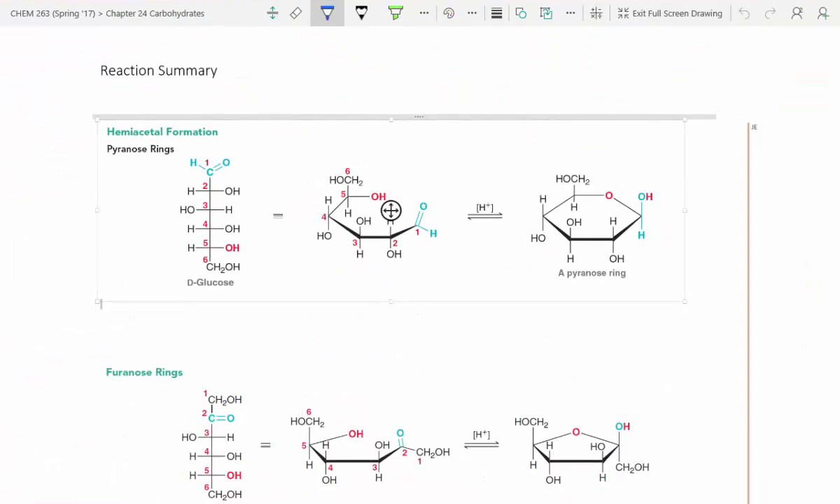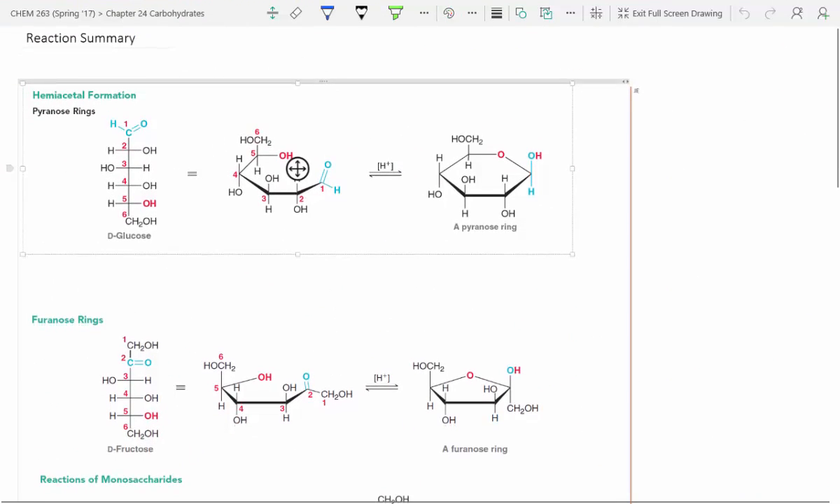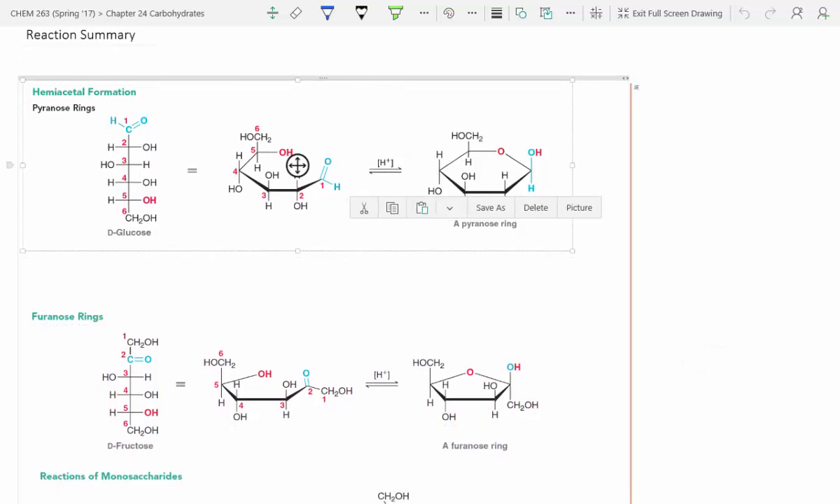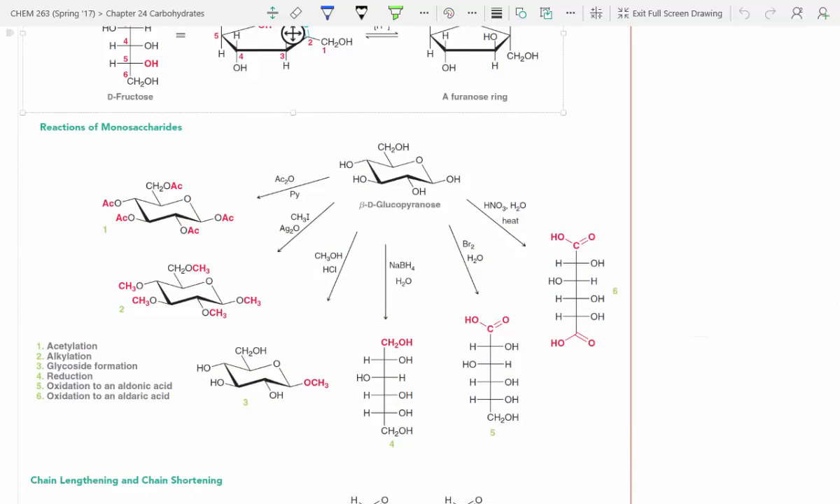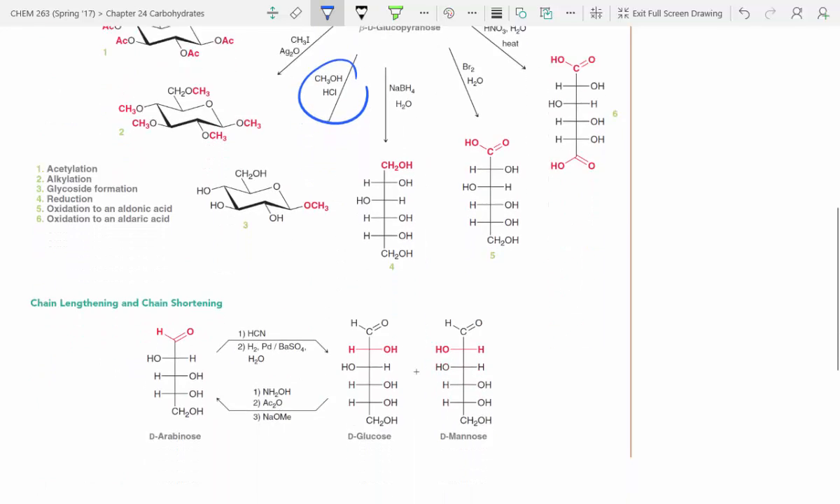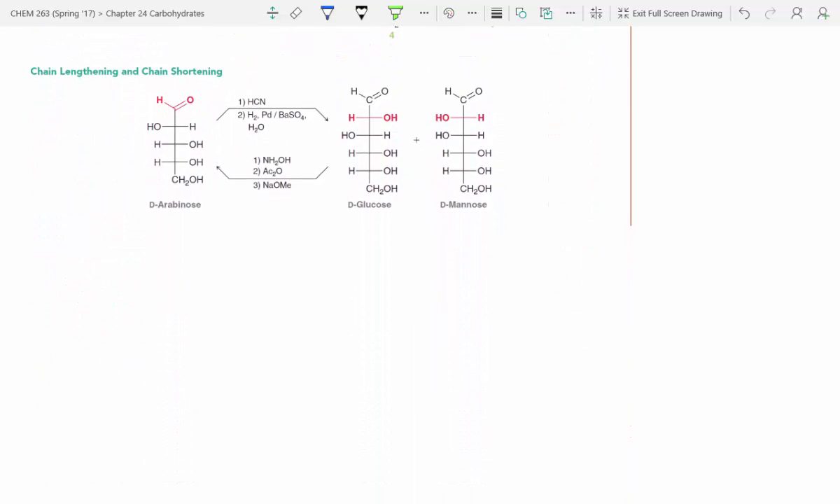So really the big thing I want you guys to know how to do is to draw the reaction for forming a hemiacetal. That was almost the exact same as our pod we did a while ago, so you've known how to do that for a while. And then there's the reactions that you need to know. All right, so acylation is on that far left-hand side. Methylation is pretty easy. Then we did glycoside formation. This one in particular can occur with amines or alcohols. And then we talked about the reduction, we talked about the oxidation reactions. I didn't really cover the reduction because all you're doing is reducing an aldehyde to a ketone or alcohol. So that's pretty straightforward. And then last but not least, we did the chain lengthening and chain shortening reactions.